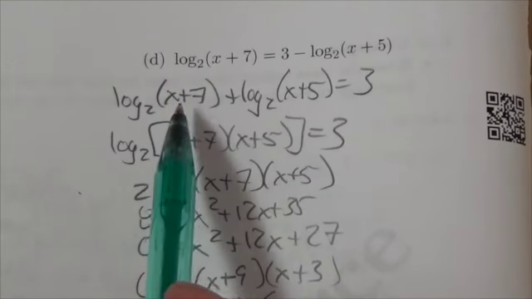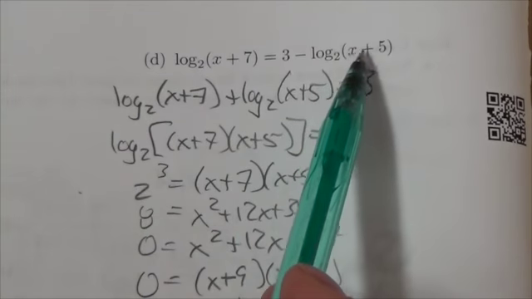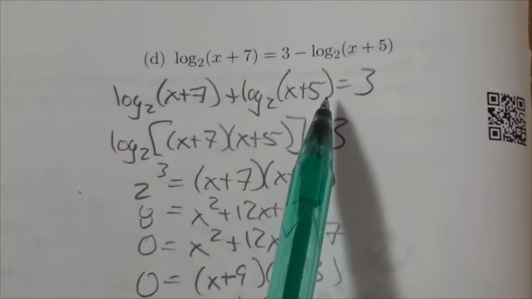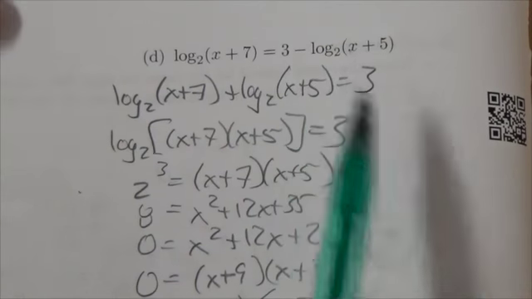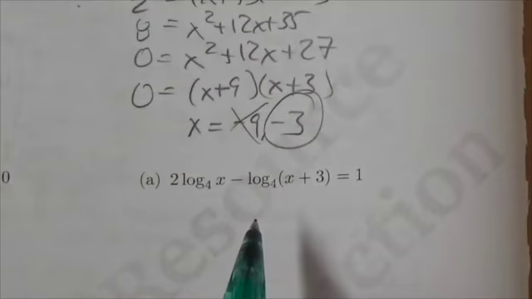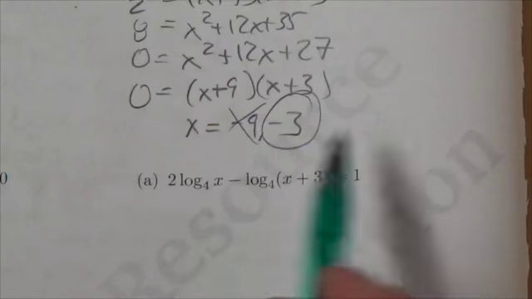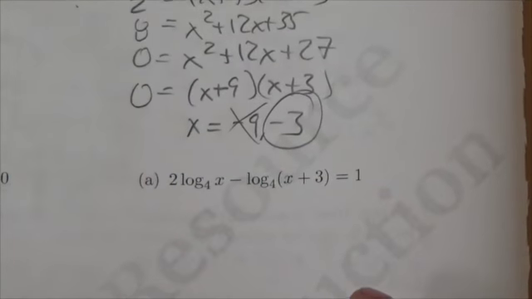Negative 3 plus 7 is 4. Can I take the log of 4? Yes. Negative 3 plus 5 is 2. Can I take the log of 2? Yes. So actually the negative 3 here does not lead us to a problem with the logarithmic equation, so that one works. So the answer here is negative 3.